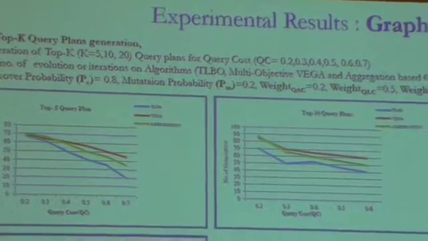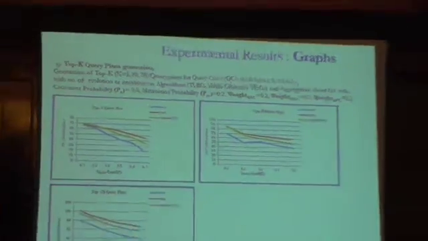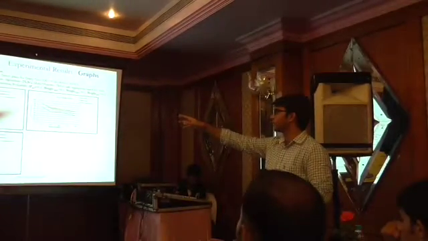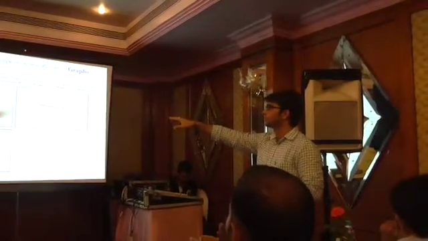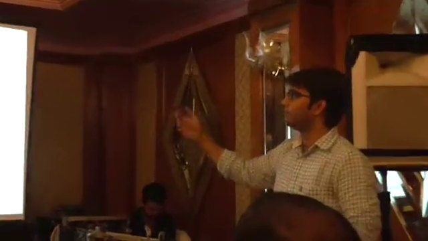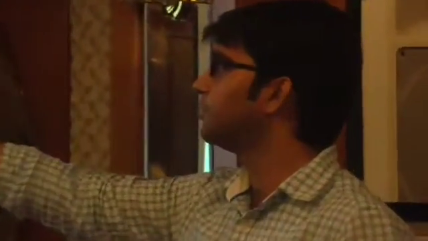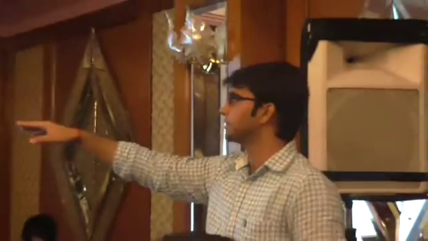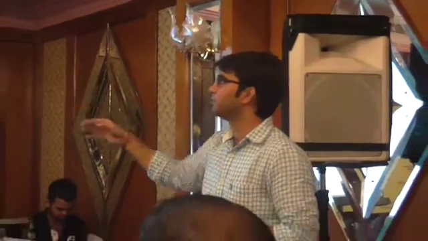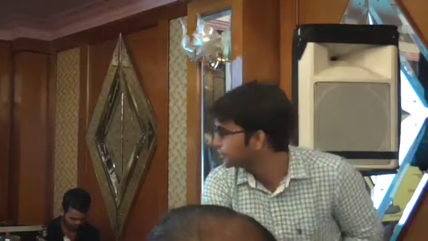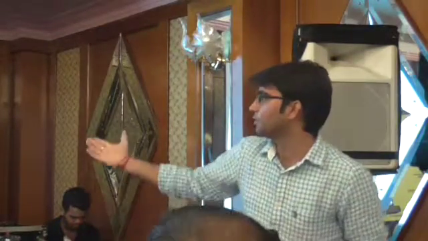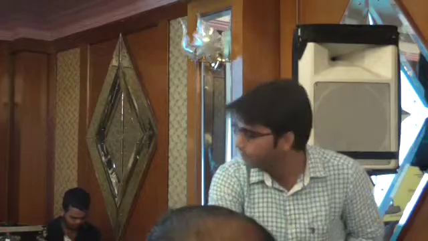And we have plotted the graph of the number of generations required for finding the top K query plans. In the first graph, we plot the number of generations against query cost, and we are finding the top 5 query plans. Here TLBO is taking fewer generations as compared to the GA and VEGA for performing well. In the second, we are finding the top 10, and then the top 20.